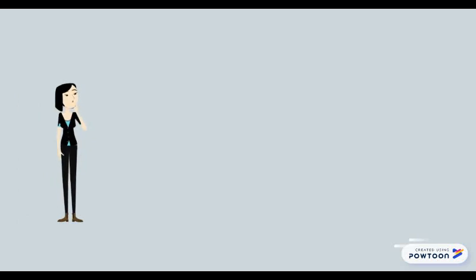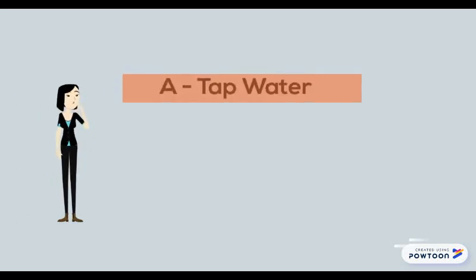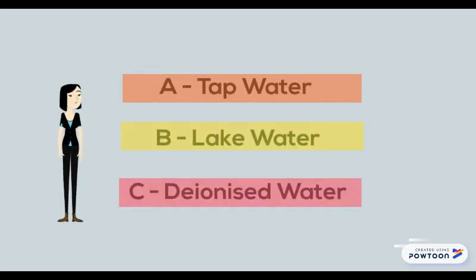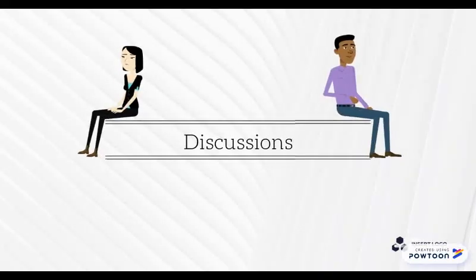Thus, from the data above, we can conclude that A is the tap water, B is the lake water, and C is the deionized water. Now we are going to talk about the discussion part.